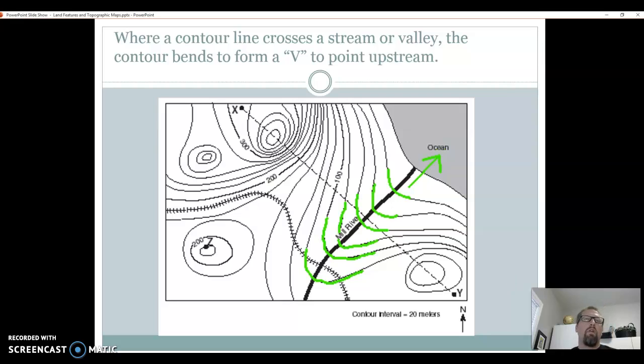Okay, the other thing that you'll see is where there are streams. And here the stream, or in this case a river, is shown in this dark black line heading out into the ocean. The contour lines tend to make V's where they cross, and you can see this in some of the models that we can make in class. As you're filling up the water, these point uphill. So the V's point uphill, upstream, if you want to think about it that way, of the river.